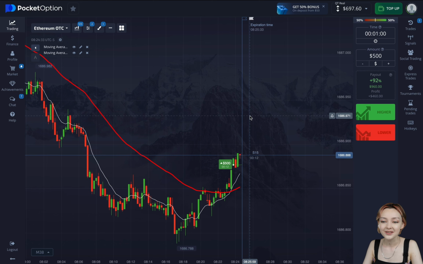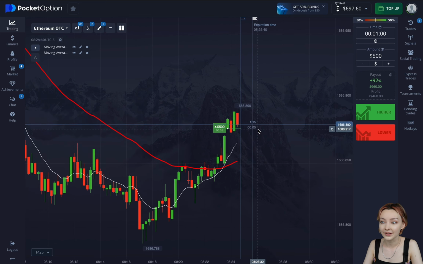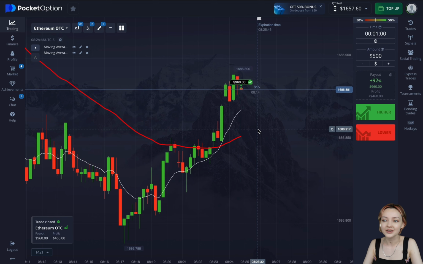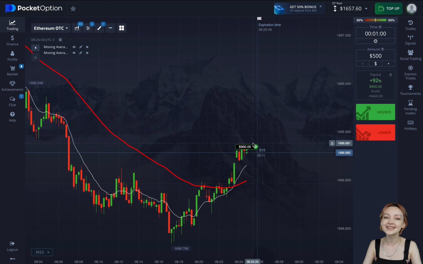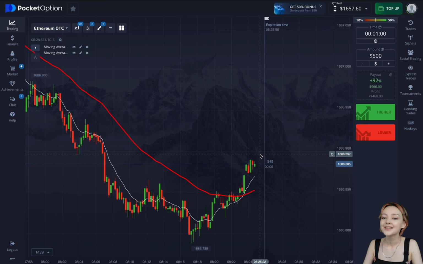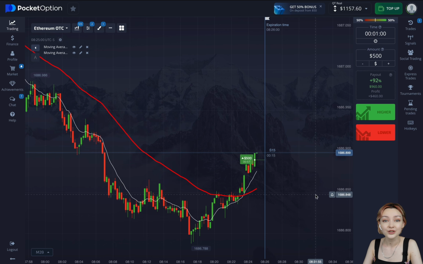Around 5 seconds are left. The deal isn't in the best state. As you can see, the rise has significantly slowed down at the moment, but at the end of the day, we do get $460 of net profit thanks to this signal. I'm gonna go ahead and place another deal because the overall picture looks quite appealing. There's still some space for the chart to grow.